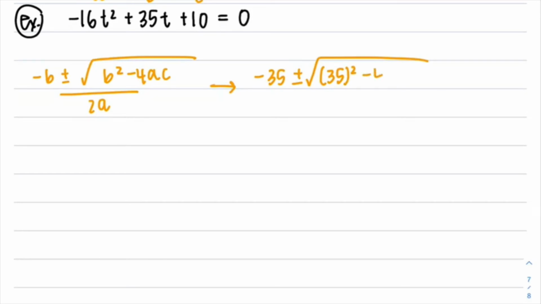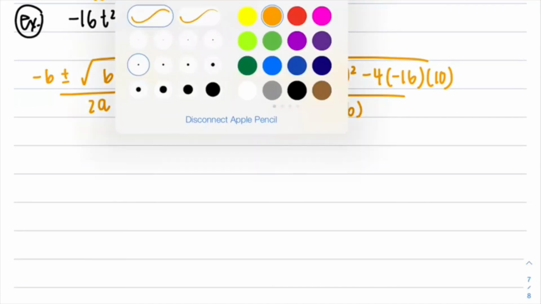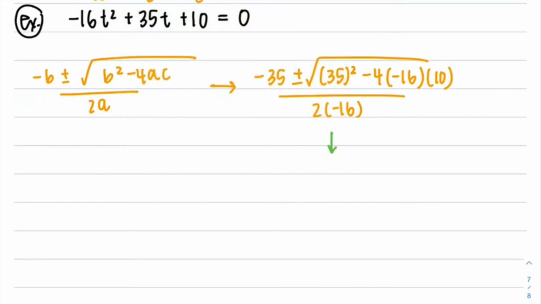X equals negative b plus or minus square root b squared minus 4ac all over 2a. X equals negative b plus or minus square root b squared minus 4. All right, so let's do some solving here.